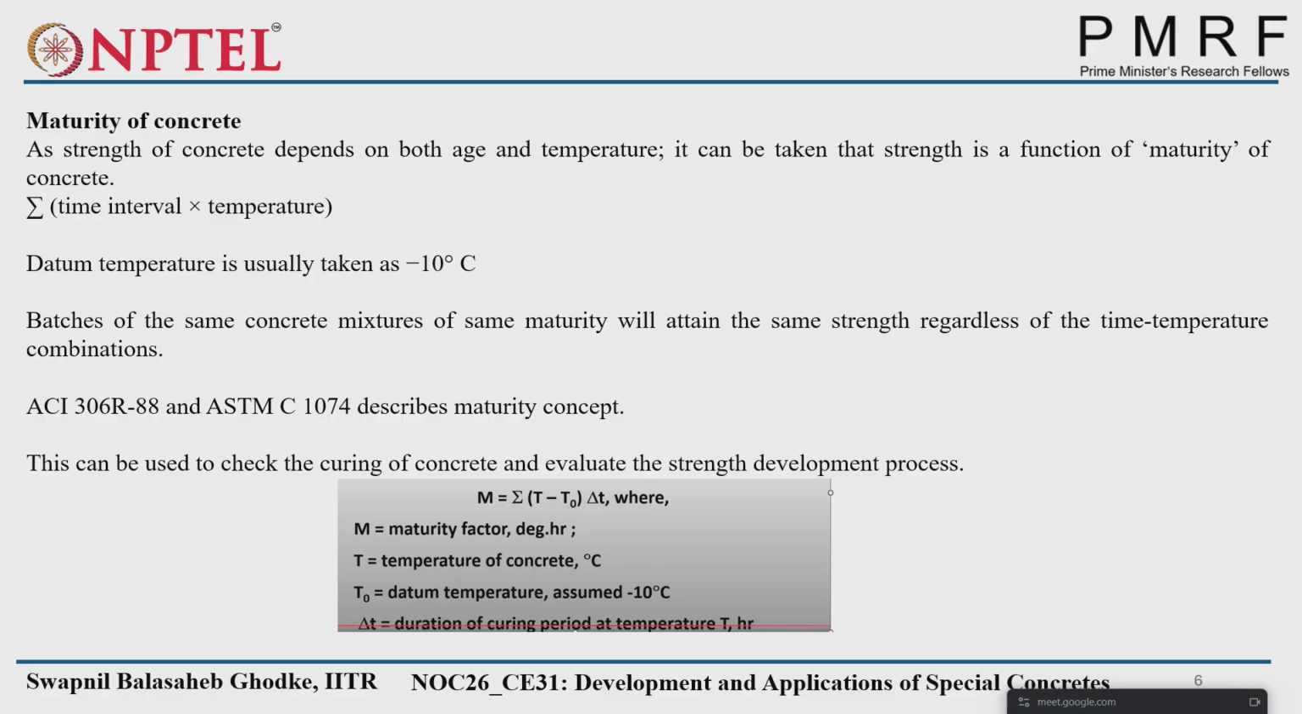So if I give you some values, can you calculate the maturity factor? Suppose we consider the temperature of the concrete is 30 degrees Celsius, and if you want to get the maturity factor for 24 days, what will be the value of that? Can anyone calculate?